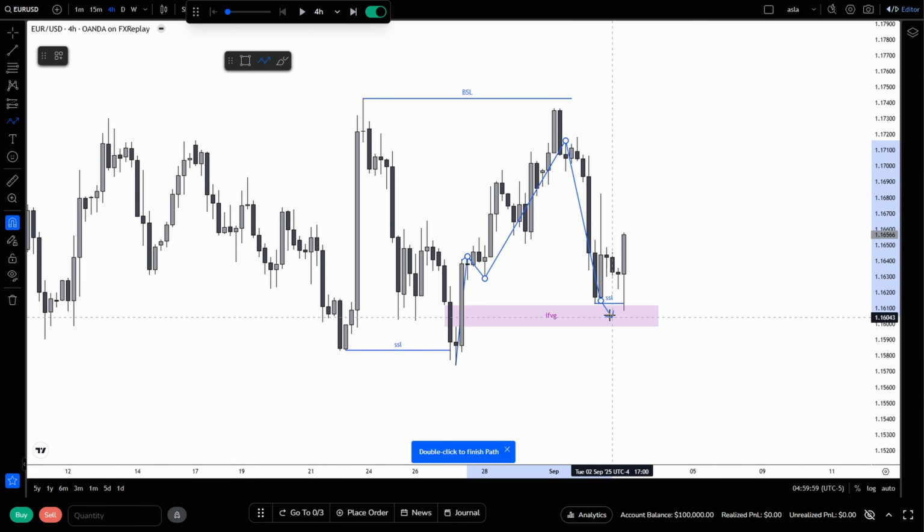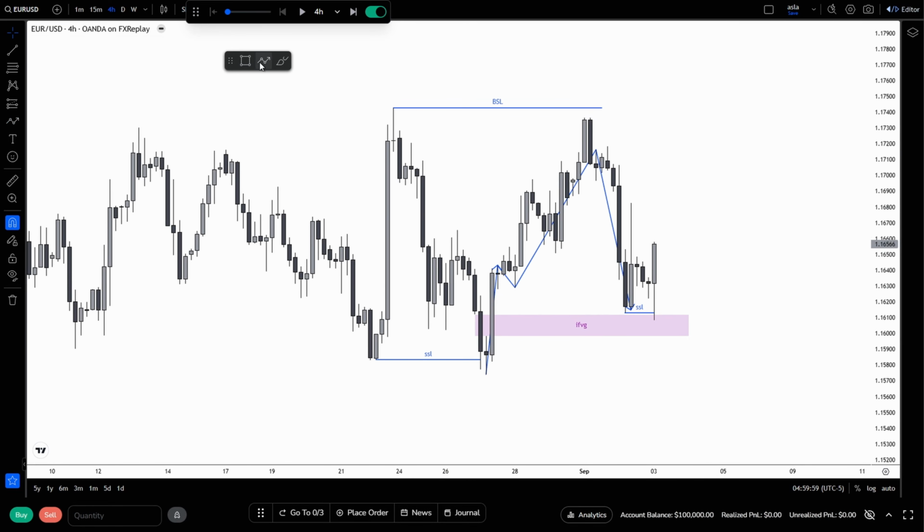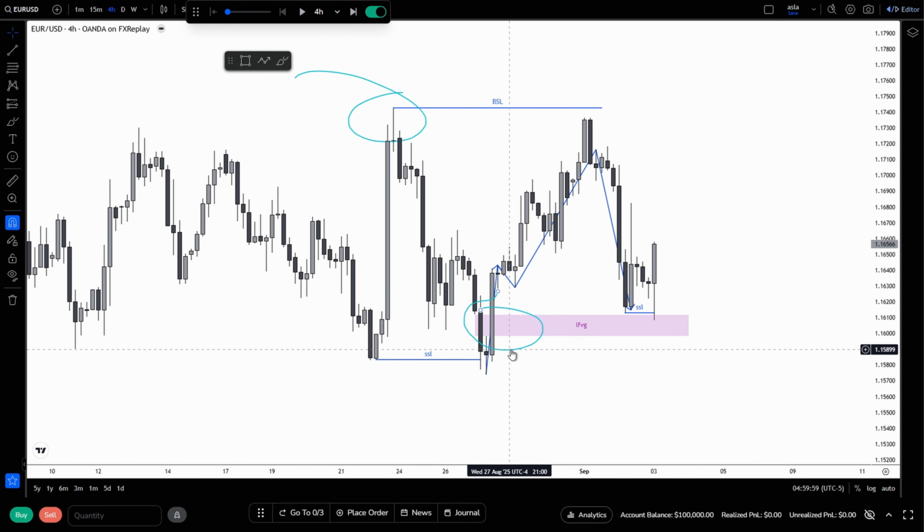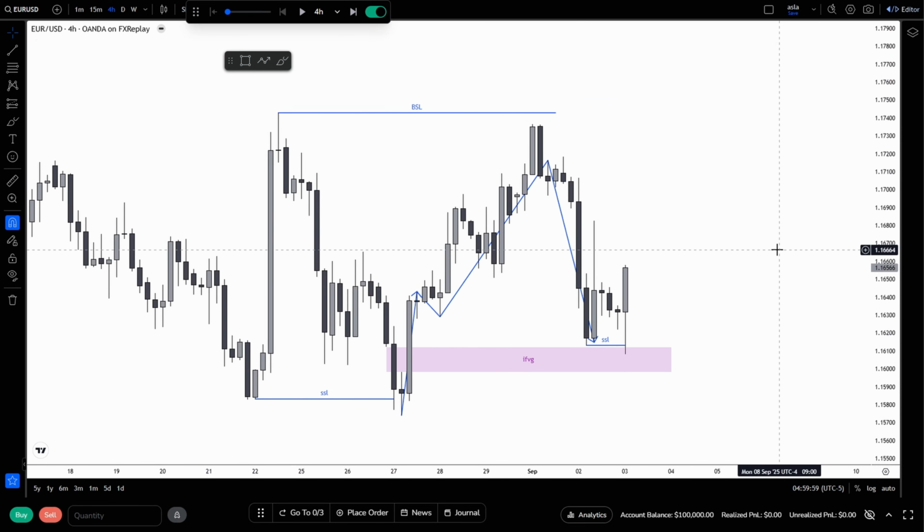Most traders at this point start thinking something like this. There was 4-hour sell-side liquidity, so price should have taken that high. That was my draw on liquidity. Why didn't it happen? This is where you need to understand something very important.